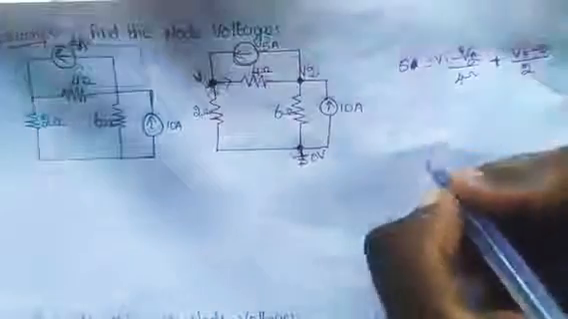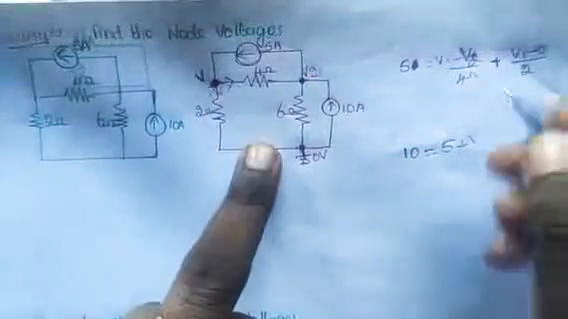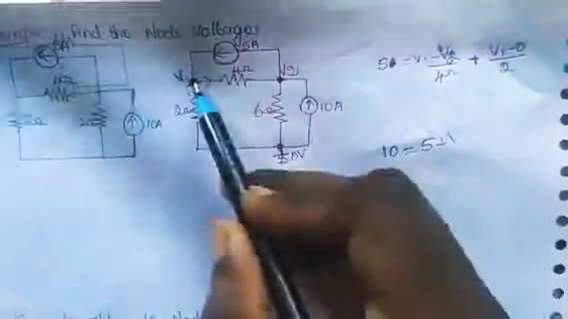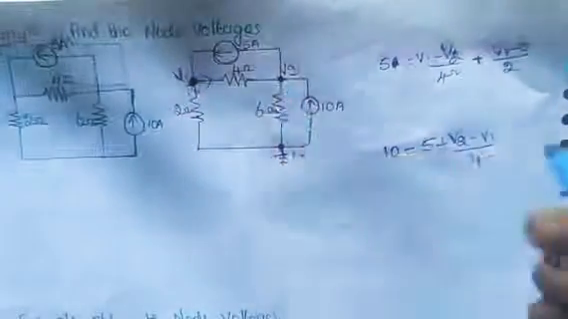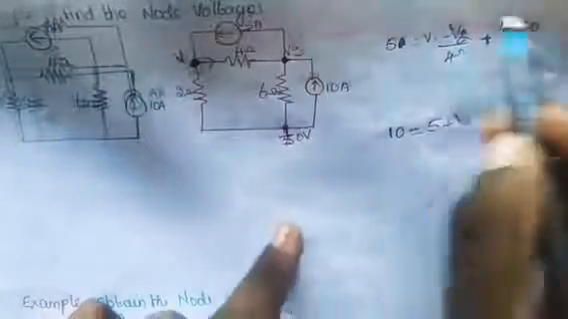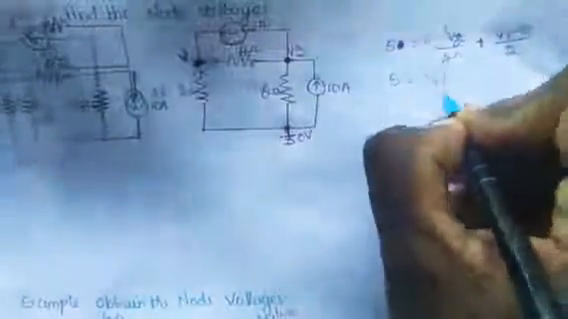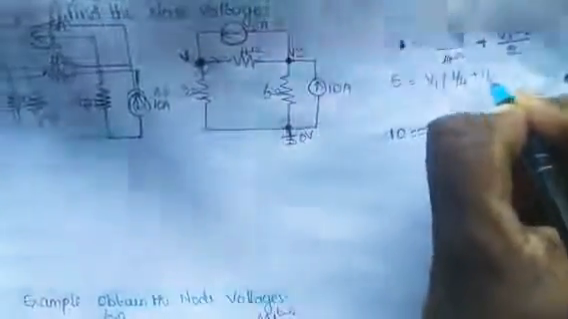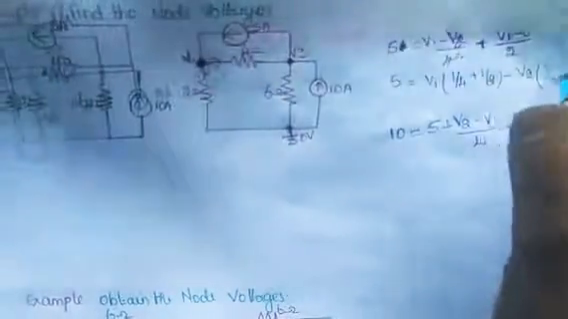So by KCL we can write: 10 ampere entering current, 10, is equal to the leaving current, 5 plus (V2 minus V1) by 4. In this branch, V2 minus 0, so (V2 minus 0) divided by 6. We shall rearrange this equation: 5 equal to V1 into (1 by 4 plus 1 by 2) minus V2 into 1 by 4.